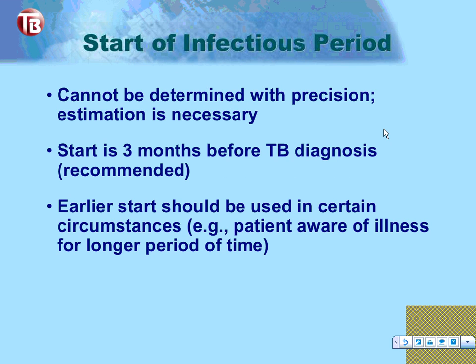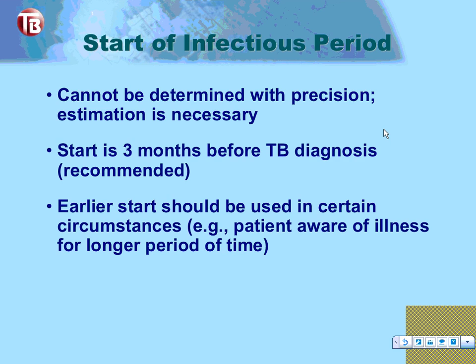Now, the start of the infectious period is difficult to define precisely, so it's generally an estimate. The start of the infectious period is defined as 3 months prior to the diagnosis of TB being made. So if TB was diagnosed on July 1st, you move back 3 months, and April 1st would be the start of the infectious period. However, if by questioning the patient you determine that this patient's productive cough has been going on since the winter, and they recall that they started coughing really badly over New Year's Eve, then you have to move back 3 months from that point in time.